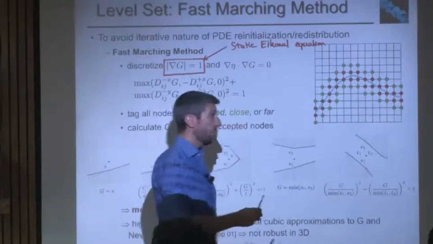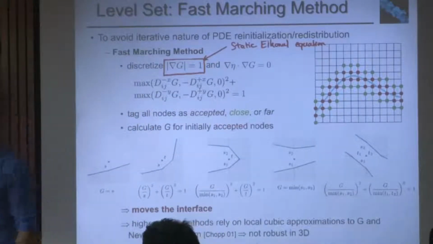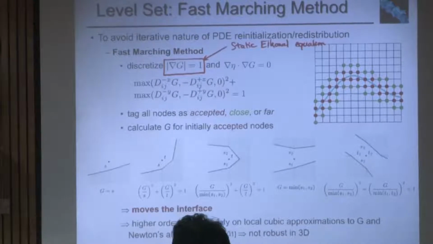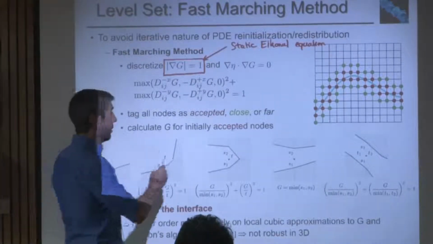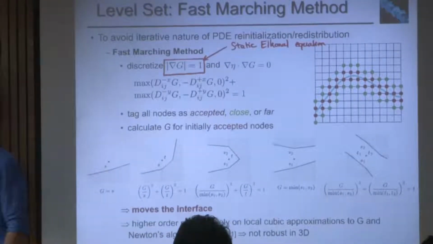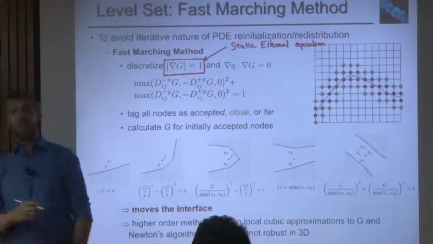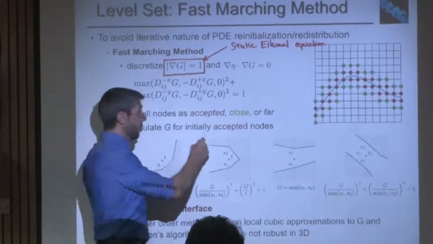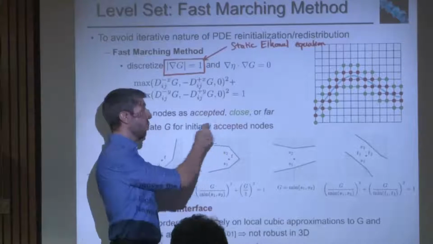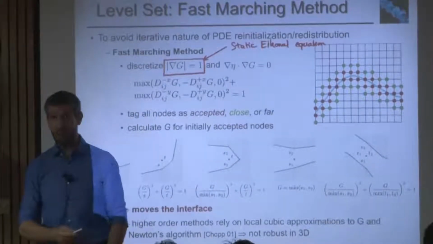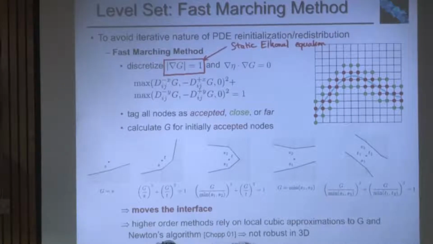The process is going to start as follows. First of all, we're going to need 3 tags. We're going to take all of our grid points, and we're going to say that they're either far from the interface, or close to the interface, or accepted. Accepted is going to mean that those are data points where the value of the distance is final. It has reached its solution compatible with that relation. So every point that is accepted, we're done with it, and we know the G value. Any neighbor to an accepted point will tag it as being close. Every other point in our domain will be far.